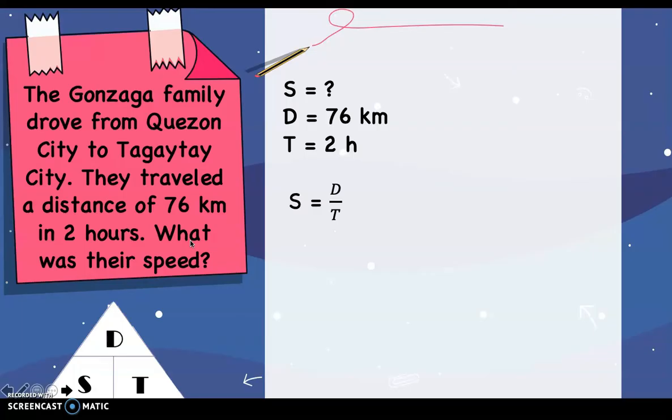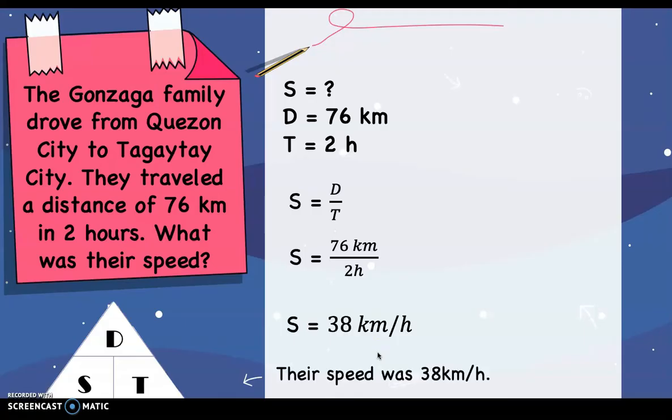And then let's substitute the given, the distance which is 76 kilometers, and for the time, which is 2 hours. Then we divide 76 divided by 2, that is 38. Then we also divide kilometer divided by hour, then we cannot combine that. So our answer here for the speed is 38 kilometers per hour. So this is our answer. So again, their speed was 38 kilometers per hour.